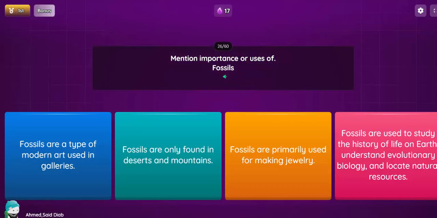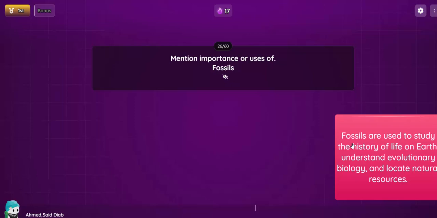Question: mention importance or uses of fossils. Option 1: fossils are a type of modern art used in galleries. Option 2: fossils are only found in deserts and mountains. Option 3: fossils are primarily used for making jewelry. Option 4: fossils are used to study the history of life on Earth, understand evolutionary biology, and locate natural resources.